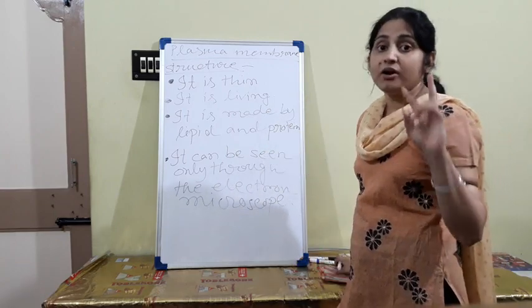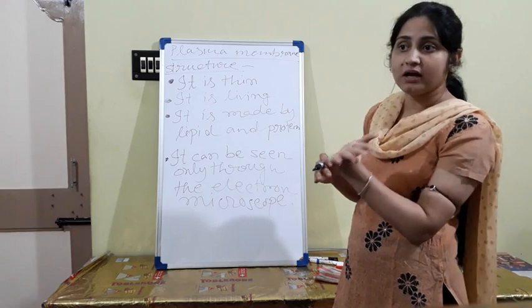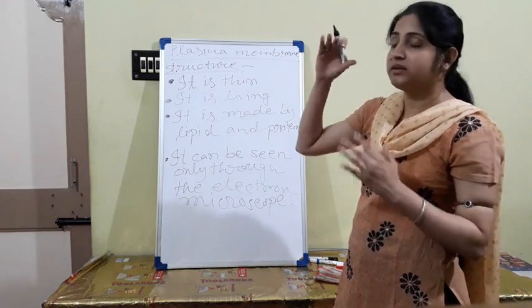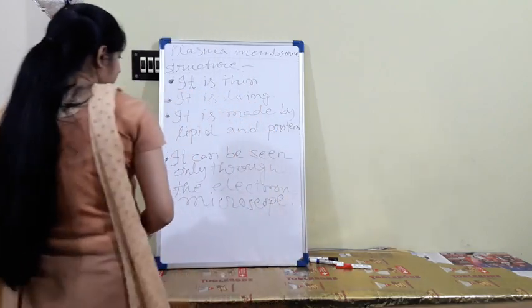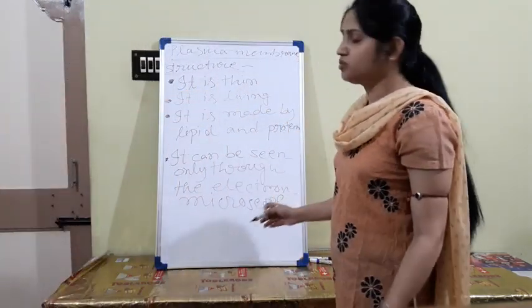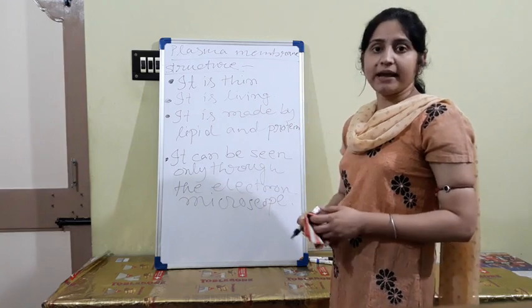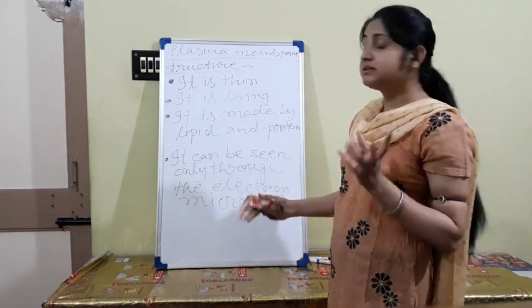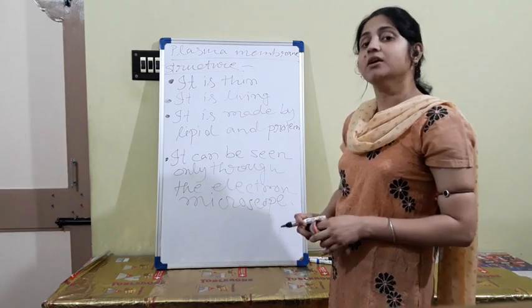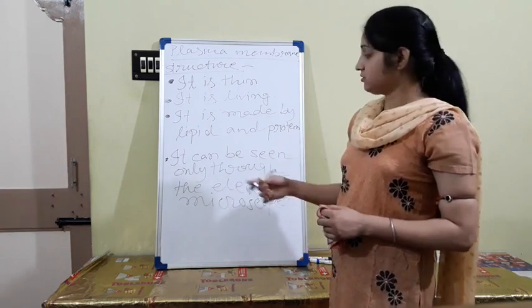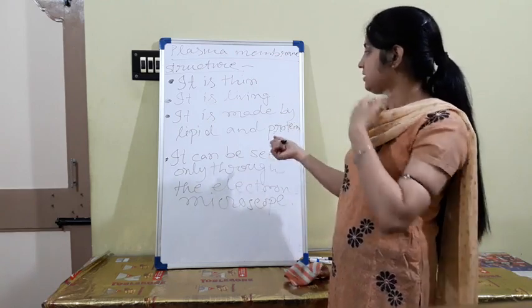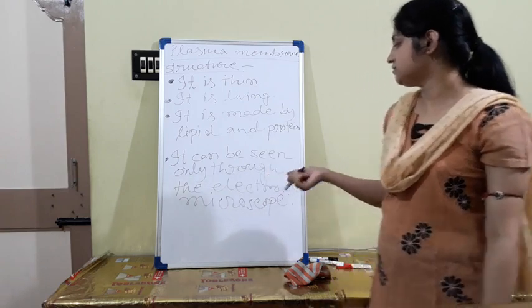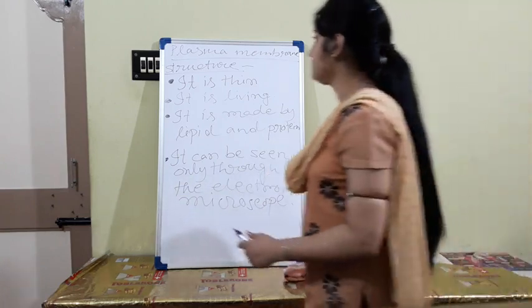There is a bilayer of lipid present. The upper layer and the lower layer are made of lipid, and inside the cell there are proteins and other materials. Actually, the plasma membrane looks just like that, and it can be seen only through the electron microscope. We cannot see even a single cell with our naked eye, so how could we see the plasma membrane with the naked eye? It is microscopic, so it can be seen only through the electron microscope. So it is thin, it is living, it is made of lipid and protein, and it can be seen through the electron microscope. That is the structure of the plasma membrane.